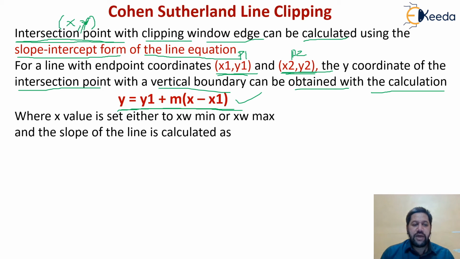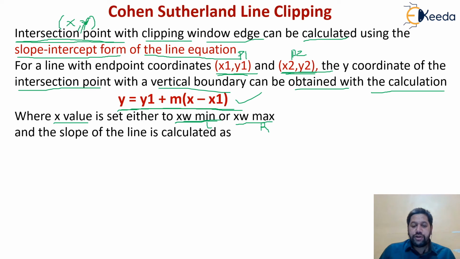All of you know what m means here, where the x value is set. So what is the x value set to? The x value is set either to xw min, which everyone knows is the left edge of the window, or xw max, which is the right edge of the window. And the slope of the line is calculated. Suppose I want to check the intersection point with the left edge, then I will use x = xw min.